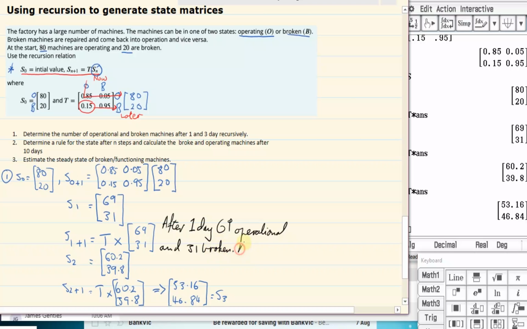And then after 3 days, there were, we'll just round it to the nearest whole machine, 53 operational and 47 broken.